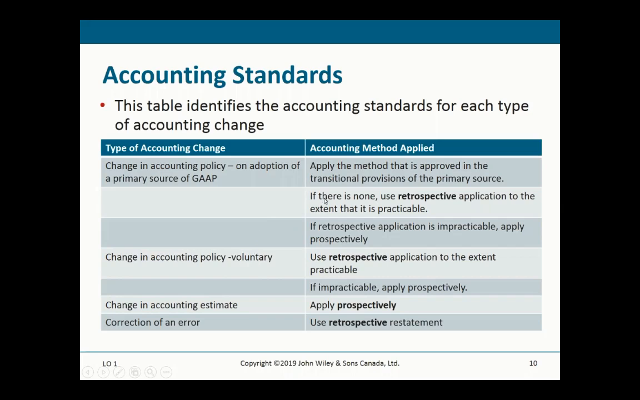And this is the case for the most part with all accounting policy changes. The only difference would be if it's a change in our primary source of GAAP from the handbook, and they specifically tell us in the standard that we don't have to retrospectively apply the change. So for a change in an accounting standard, we go specifically to the standard to find out how we need to apply this change. Similarly, if we have a correction of an error, we will also retrospectively restate to adjust for the effect of the error.